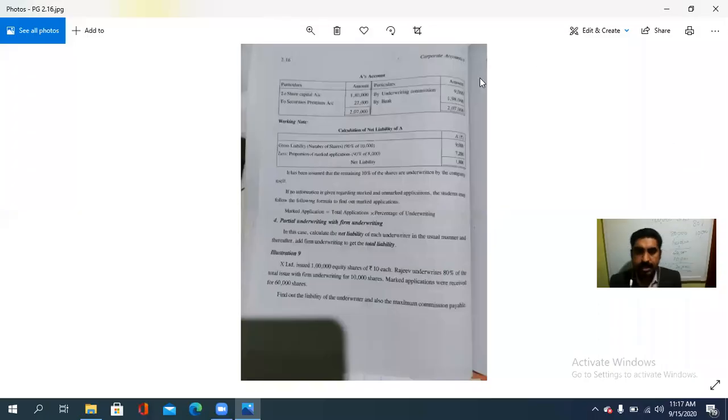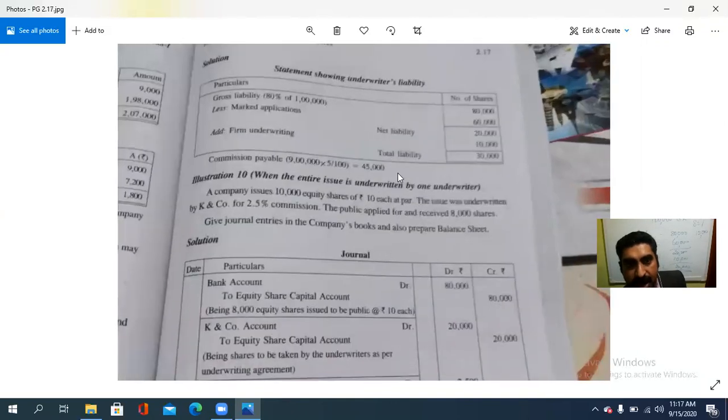In this question, there is some error also, like no commission rate is mentioned. Actually, the commission rate is 5%, and that is not mentioned in the question. So 80,000 into 10, that is 8 lakh, and 10,000 shares of firm underwriting. Total, how much? 90,000 into 10, that is 9 lakh. On 9 lakh, the 5% commission payable. So the commission payable is 9 lakh into 5%, that is 45,000.